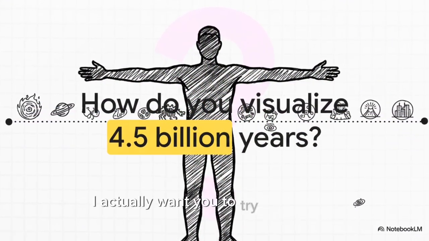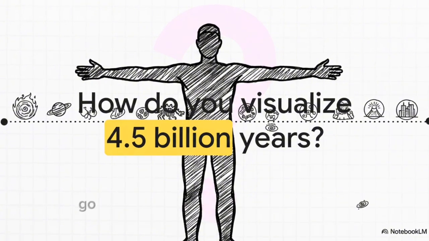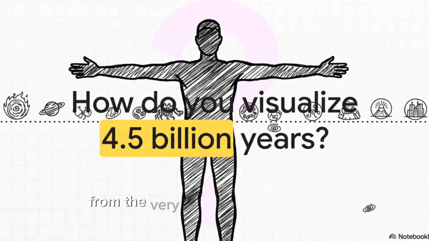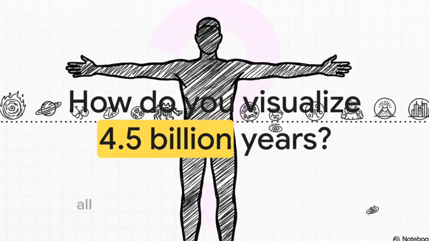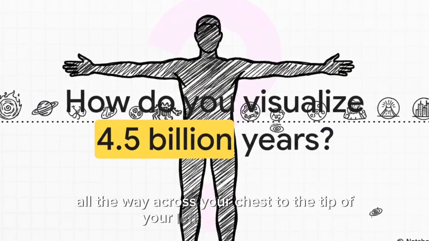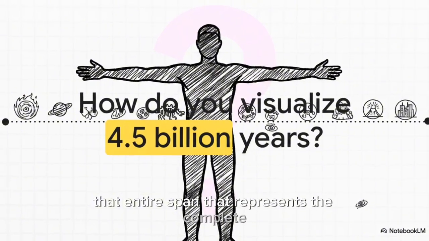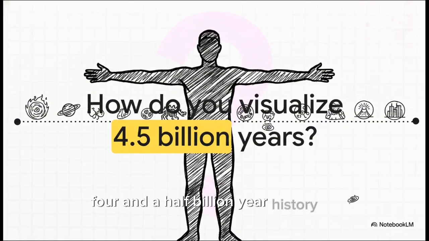I actually want you to try something physical with me for a second. Go ahead and just stretch your arms out to your sides, literally as far as you can, from the very tip of your right middle finger sweeping all the way across your chest to the tip of your left middle finger. That entire span represents the complete 4.5 billion year history of Earth.